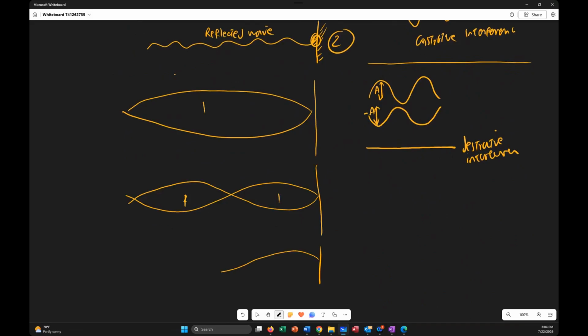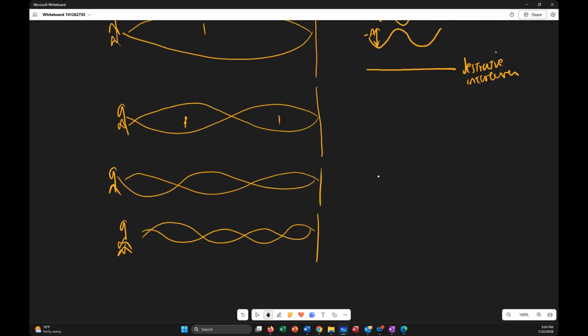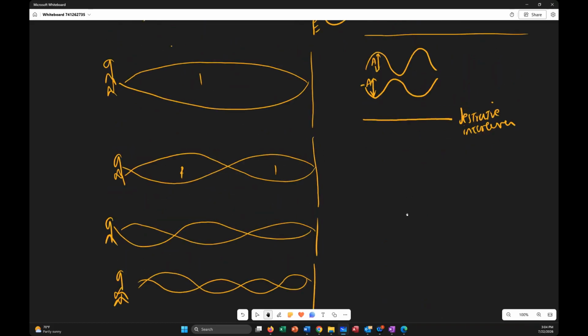Sometimes we have three loops, sometimes four loops and five loops. This person can create all of these situations. You can try at home. It is a good experiment. Let's have a string attached to the wall. Try to create this one. When you create this one, it means that you are creating a standing wave in the first harmonic.